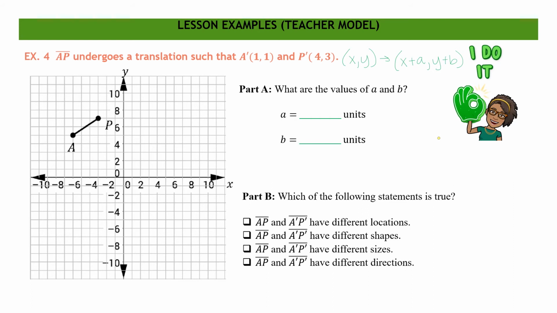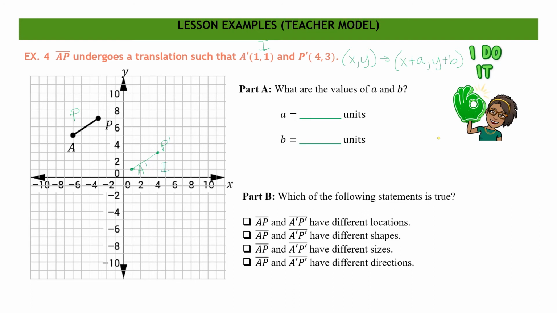So let's first plot the points for our image. Remember, this is our pre-image, and A prime, P prime is our image. So we have (1, 1) for our A prime, which is here, and then for P prime we have (4, 3), which is here. And that's our P prime. Okay, and we're going to connect those two. So I have my pre-image and I have my image.